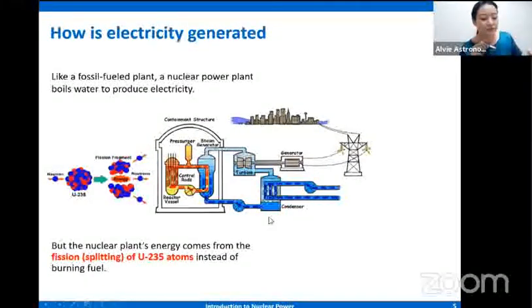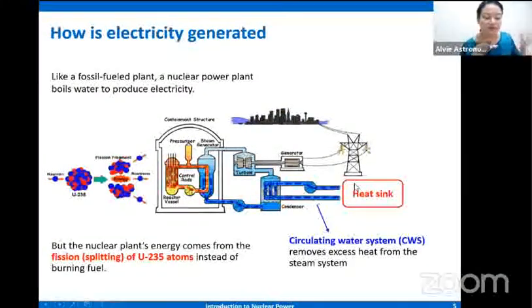Now, just like any thermal system, you also need something here that removes the excess heat from the power plant or from the system, and we call that a heat sink. This is not a new concept. It's just like the exhaust in our cars. If you notice, at the back of our aircon, it's hot, because the heat being removed from the room has to be released into the environment. So somehow the concept is similar. Excess heat should be removed from the system through the circulating water system.